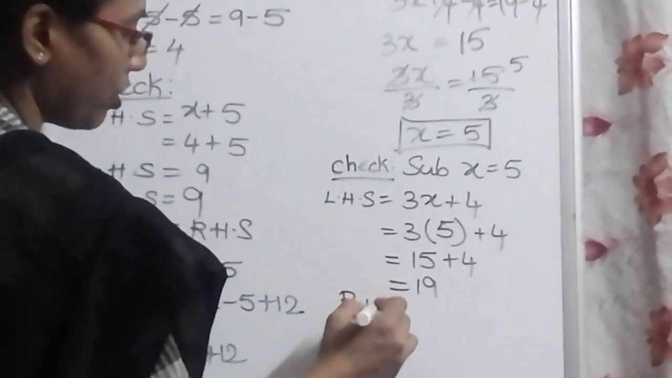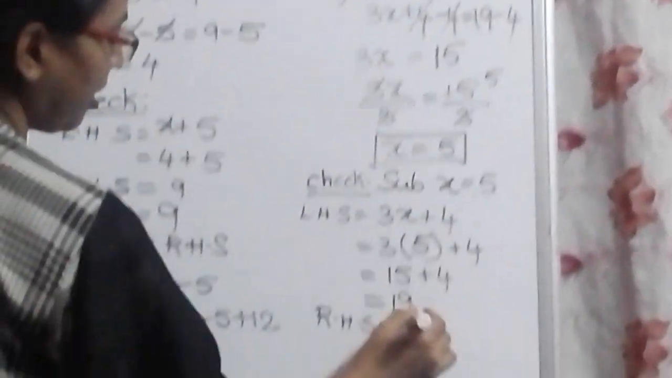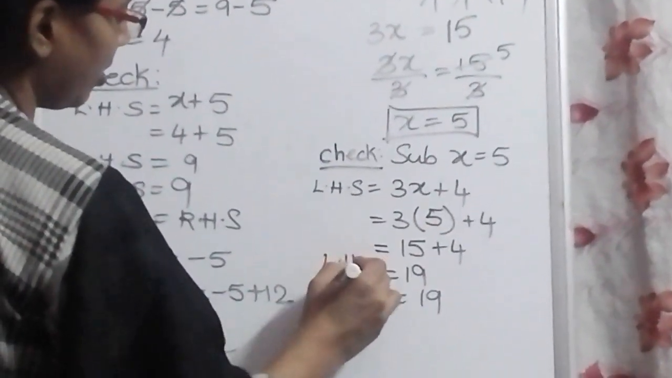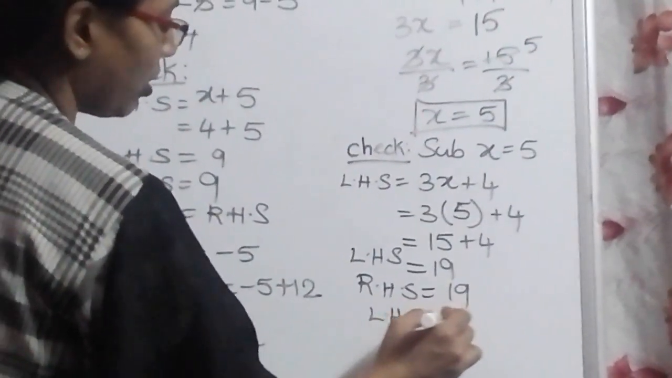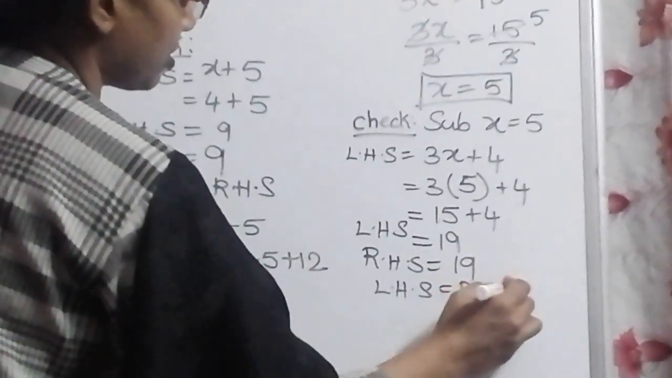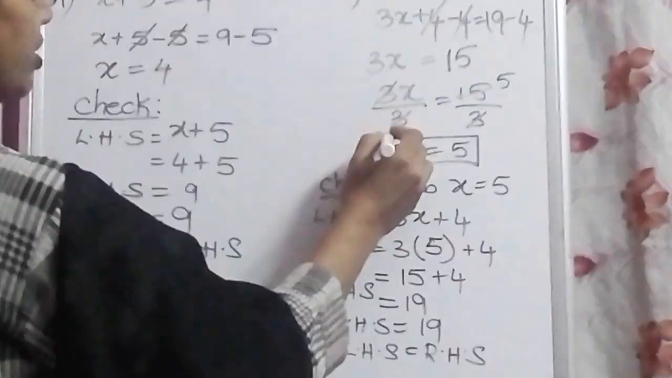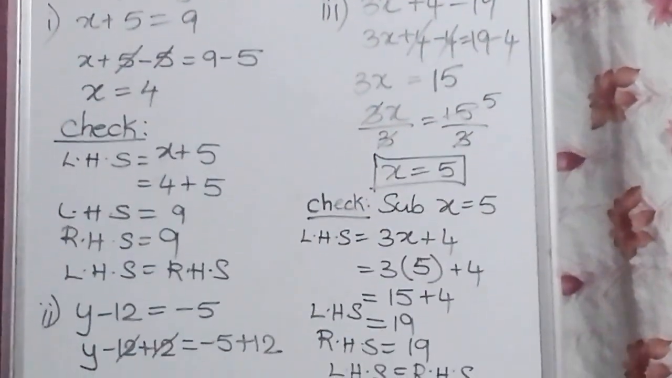Now let us see what is given in RHS. RHS is 19. Did you get the same answer? Yes. LHS is equal to RHS. So the answer what you got here, x is equal to 5, is correct. Now let us copy the next question.